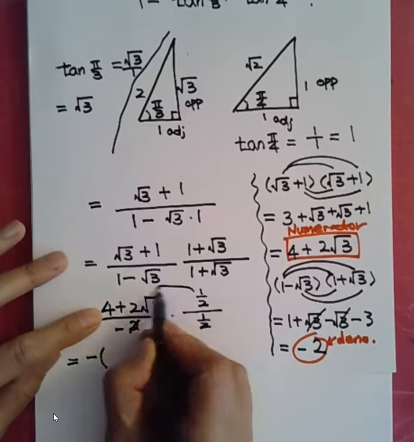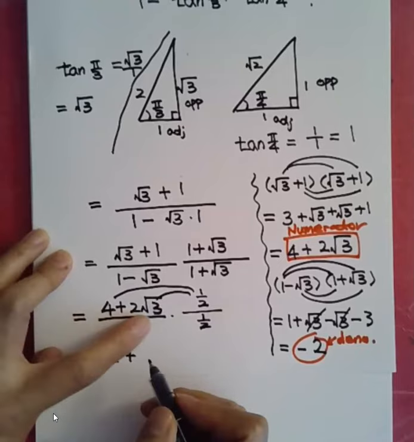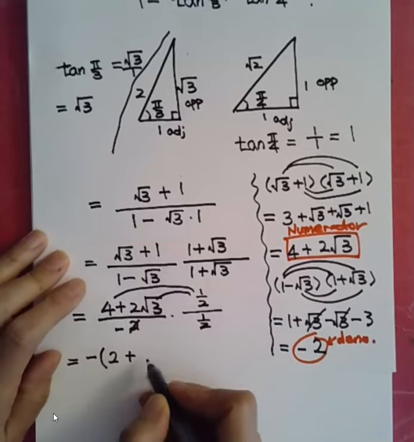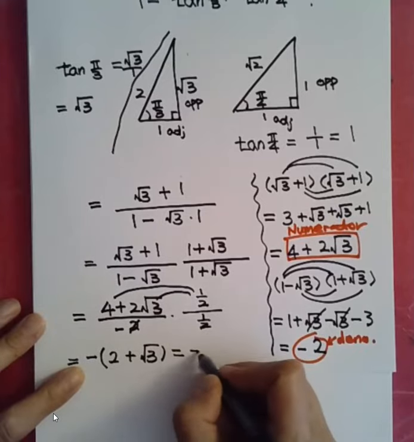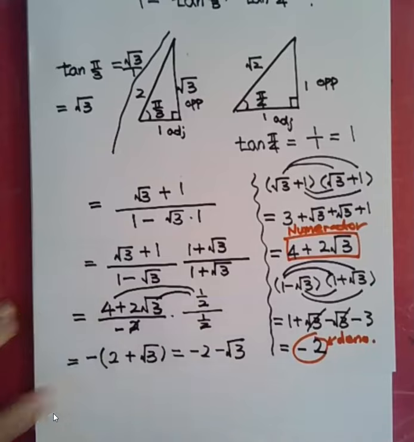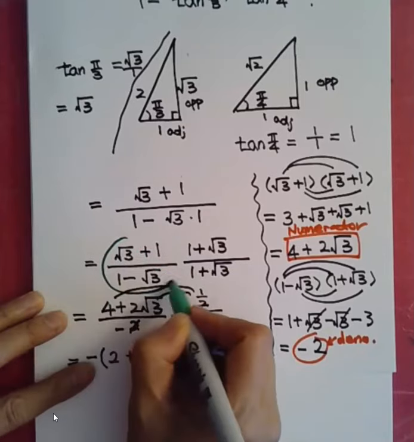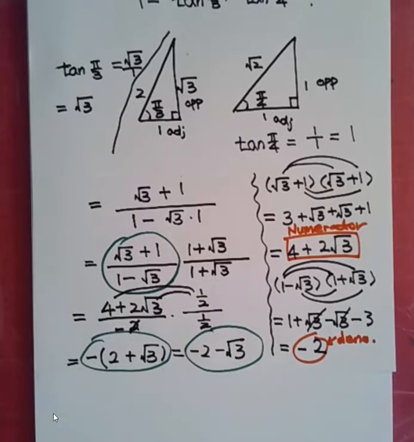The distribution, then 4 times 1/2 will give you 2, plus 2 times square root of 3 times 1 over 2 will give you square root of 3. So either this or minus 2 minus square root of 3 will be the answer. For the sign, I'm not sure whether all of them will be accepted, unless they gave you any other instruction.